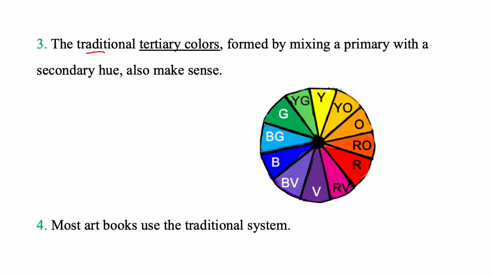Another reason to use the traditional color system is that the tertiary colors make sense, and they're all the ones with 2 words. So red-orange, for example, is a mix of red, a primary color, with orange, a secondary color. The tertiary colors in the print system are unfamiliar to us and have been given various names like cool red or carmine. And then the final reason to use the traditional system is that most art books use it.